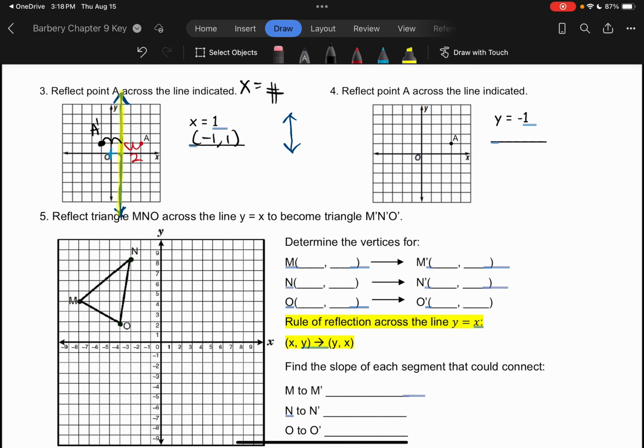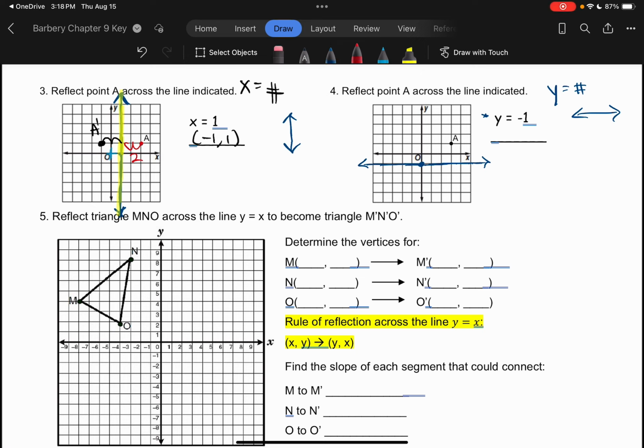Next, we have reflect point A across the line indicated y equals -1. So now I'm looking at this line here. If your equation is y equals a number, then we're looking at a horizontal line. So go to the y-axis, and we're going to find -1. It's right here. So that means the equation y equals -1 is going to create a horizontal line that has a y value of -1.